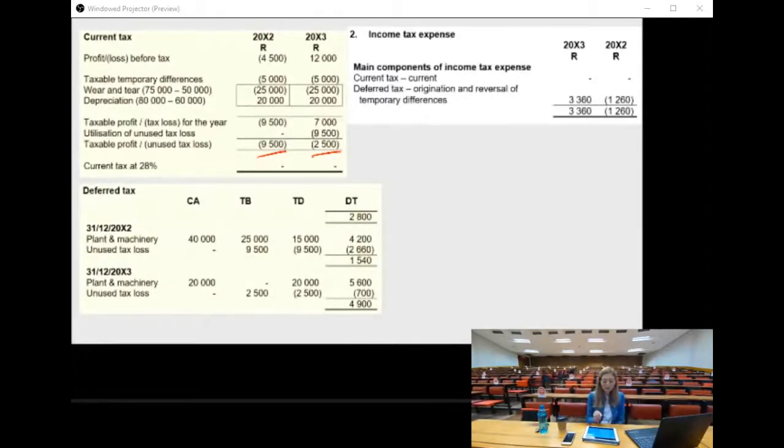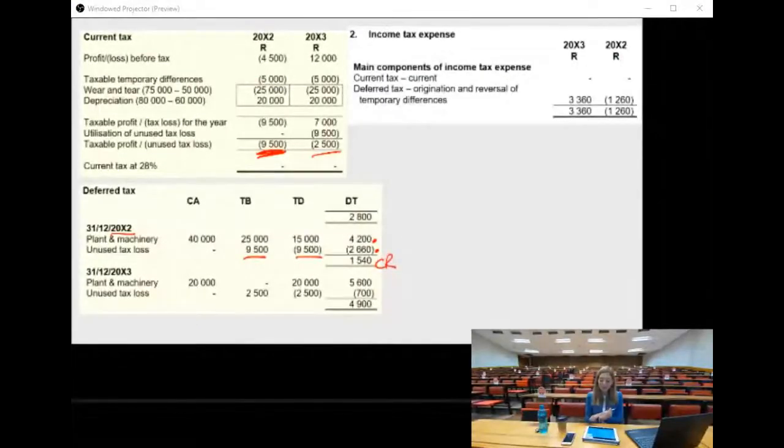Now when we do our deferred tax calc for 20X2, we say, okay, our unused tax loss is 9,500 at the end of X2. We put that into our deferred tax calc. In this case, paragraph 36A applies, so we have enough taxable temporary differences to absorb the tax benefit from the tax loss. So we're still sitting with a net credit balance. So go ahead, recognize it, don't worry about it.